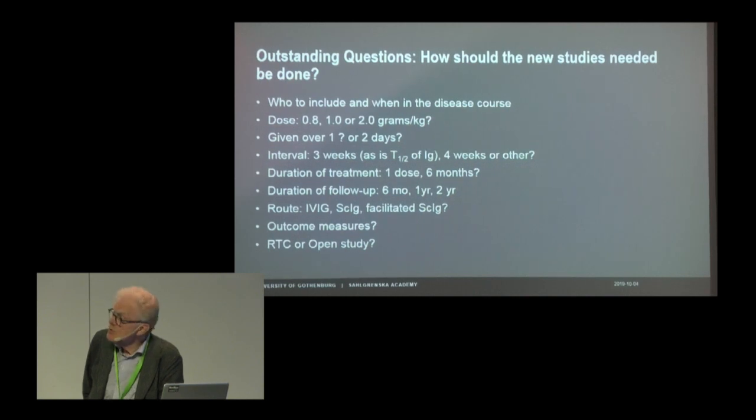We have to consider the dosage. For us here it's probably 1 gram or 2 grams. 2 grams have been used because of tradition, and by tradition every 4th week. But we can and must consider that the half-life of the immunoglobulin that we give is 3 weeks. So it would be more natural to give it every third week. And maybe we can go down then and save some money.